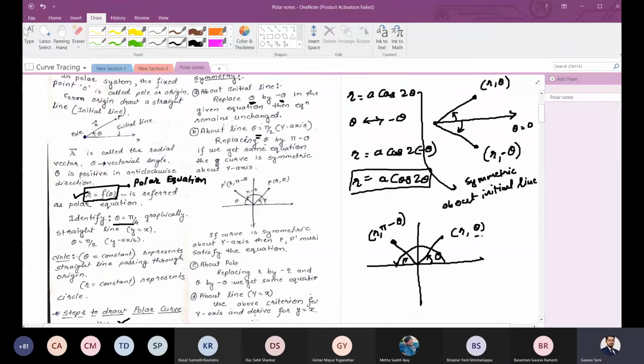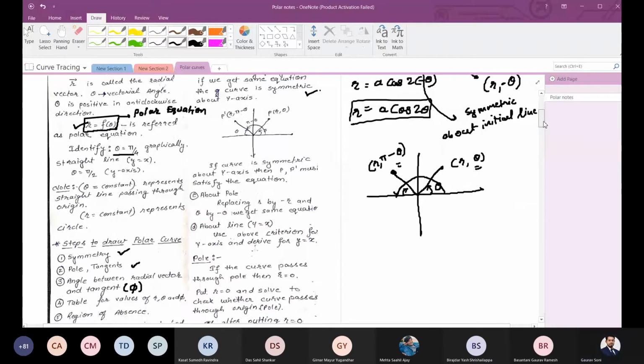So if theta and pi minus theta both satisfy the equation, then we'll say that the curve is symmetric about the y-axis. And how is it summarized? Replacing theta by pi minus theta, we get the same equation. Then the curve is symmetric about the y-axis. Look, why I'm explaining this: using this, you can identify the criteria for symmetry whenever an arbitrary line is given, like the line y equal to x.